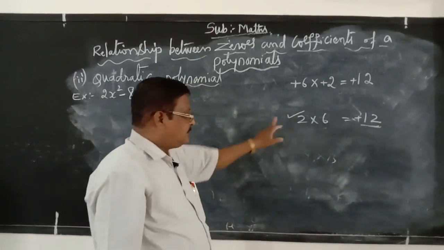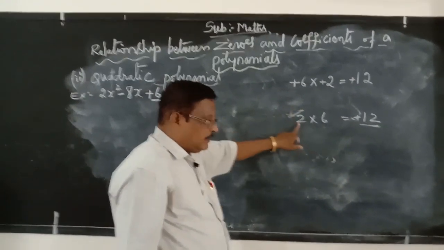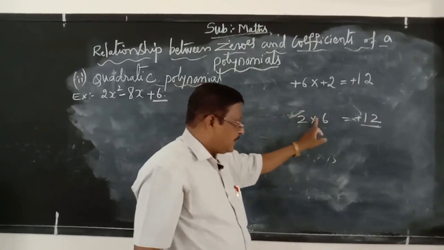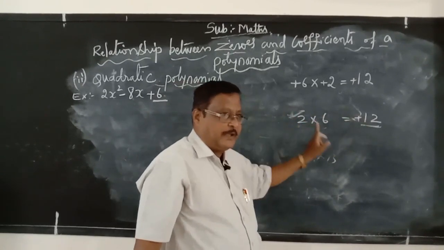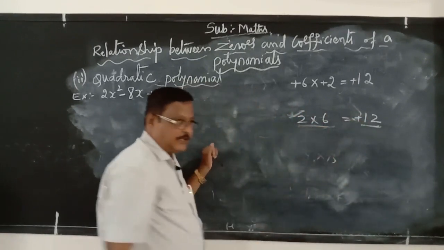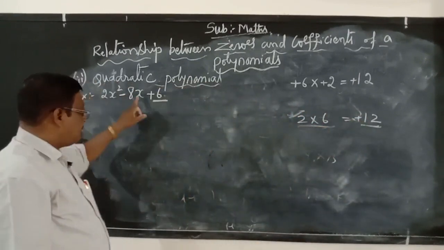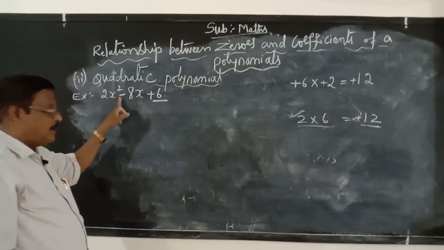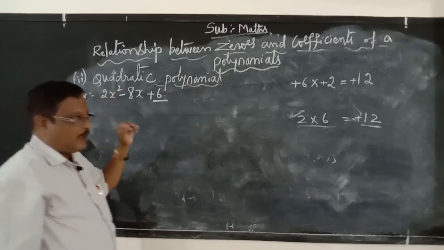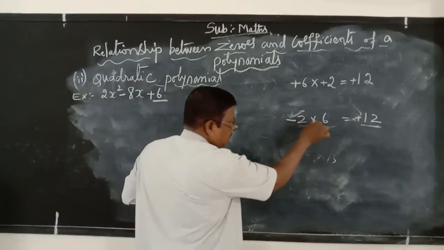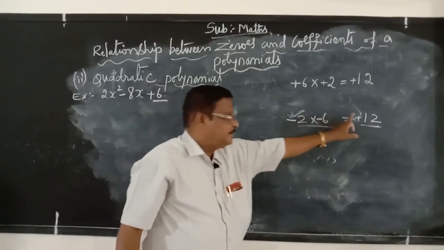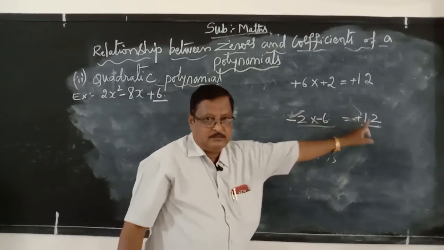Plus 12 means here this is 2 plus 2 plus 6. Here plus into plus gives plus, otherwise minus into minus gives plus. Which sign do you have to add here, either plus sign or minus sign? You see the coefficient of x. Coefficient of x is how much? 8. Here this 8 is having a minus sign. That's why here both the numbers are having minus sign. Here minus into minus plus, 2 and 6 make 12.